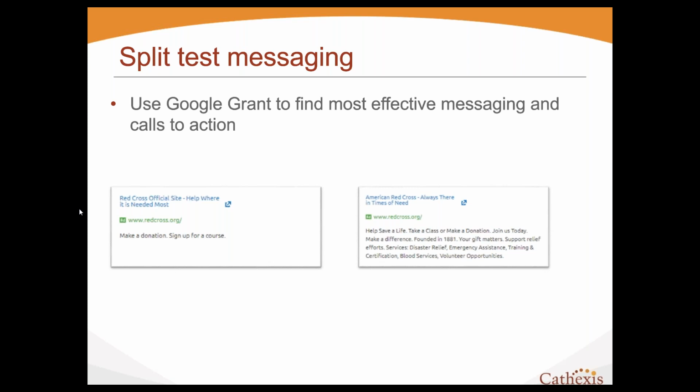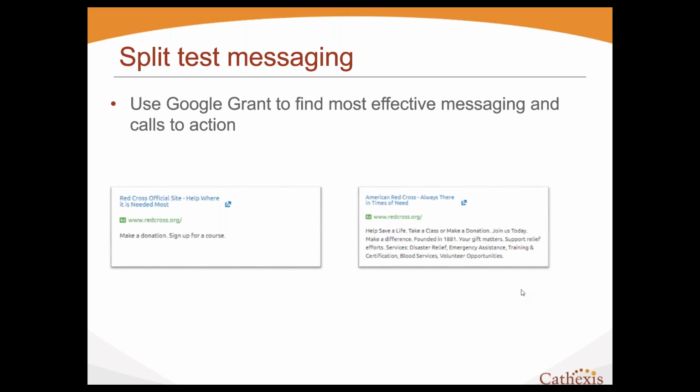So in this case with the Red Cross, they have kind of a short form advertisement: Make a donation, sign up for a course. And when they click on the ad, it takes them to this page. Red Cross official site, help where it is needed most. Very pithy, very brief, concise advertisement. Then they have this more fully built out advertisement where it has a larger description. It's able to provide a little bit more in terms of trust factors, and the offer describes a little bit more about where your money's going, etc.